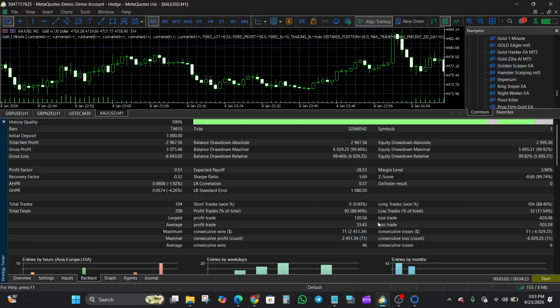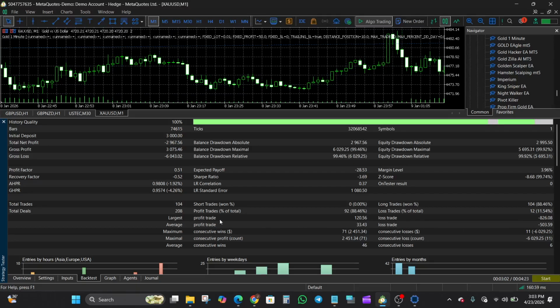The largest profitable trade was $120.56, and the largest losing trade was $826. The average profit trade was just $33.43, and the average losing trade was $503.59. This tells me that the risk management system was not very effective. The risk management was not good enough for us to have this difference in average profitable trade and average losing trade, and the largest profitable trade and the largest losing trade. The difference is quite much.